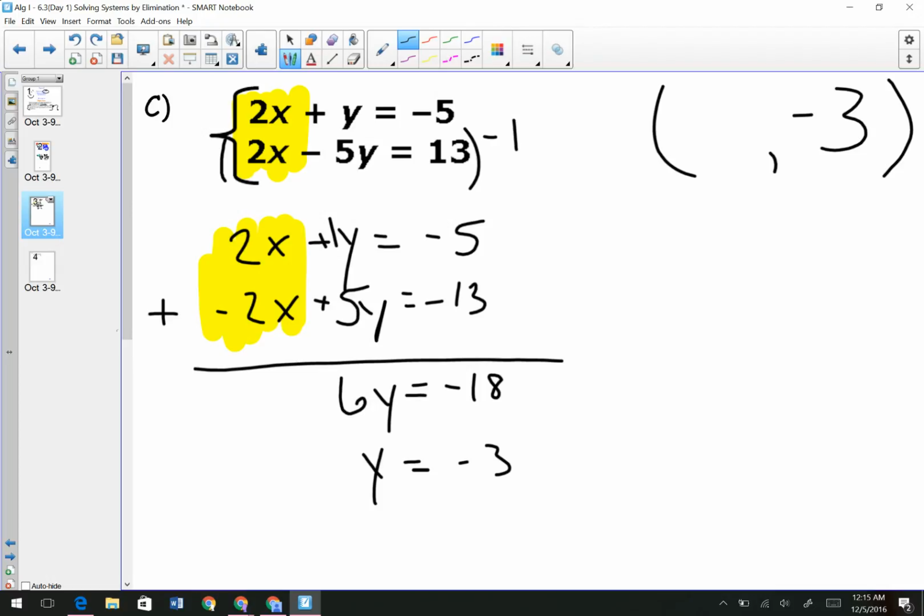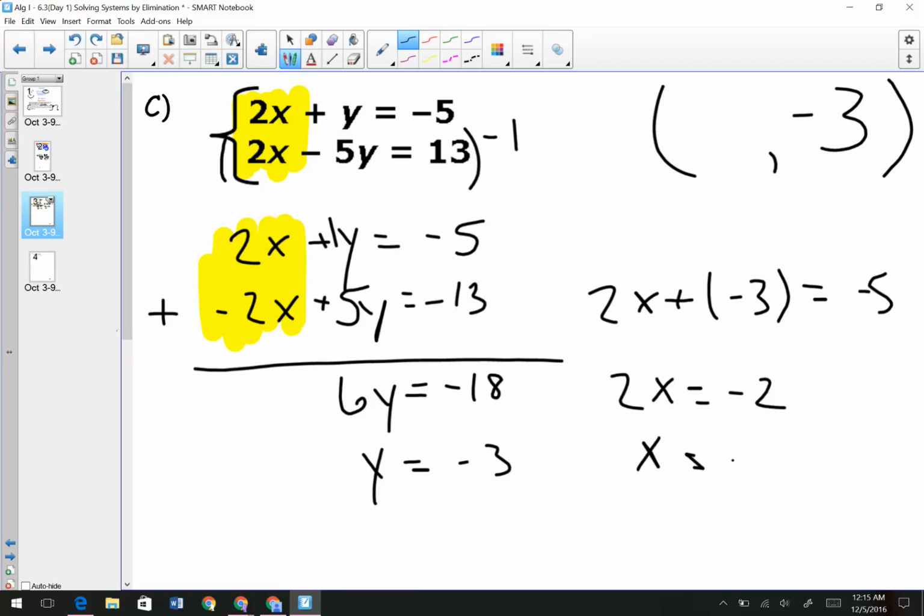So now I just plug that in to find x. We'll go to the top equation. 2x minus, or sorry, plus a negative 3. I could just say minus 3 if I wanted to. It's negative 5. Oops. Sorry. Negative 5. So I add that 3 over to the other side to get 2x is equal to negative 2. So x is equal to negative 1. There's my answer.